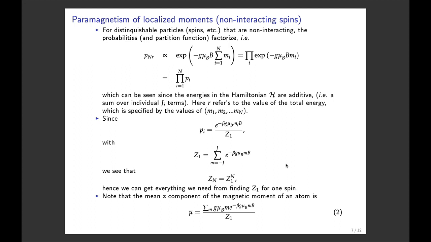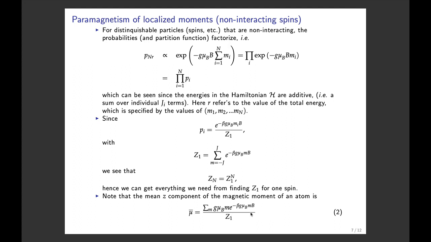Now, note that the mean z component of the magnetic moment of an atom, we'll call that mu bar, is given by this sum. This is just a sum over the probabilities of that one atom having magnetic moment given by m times the magnetic moment, right? So that's how you get an expectation value, as we saw before.